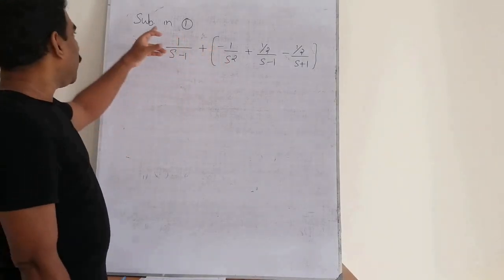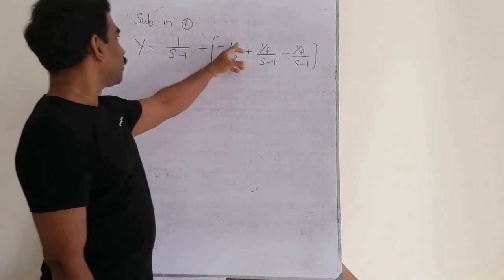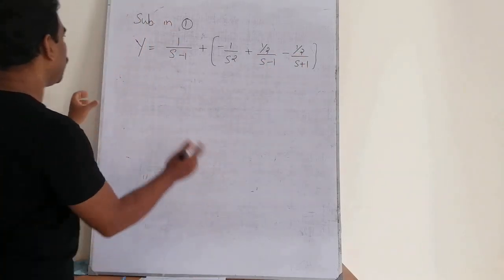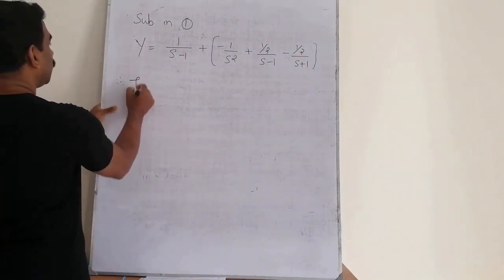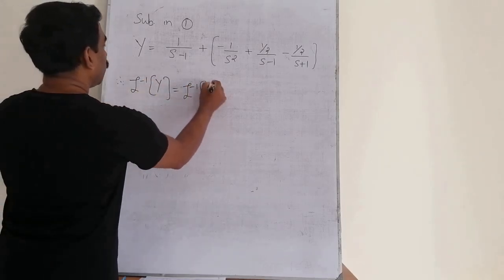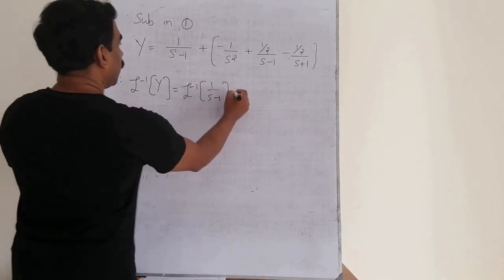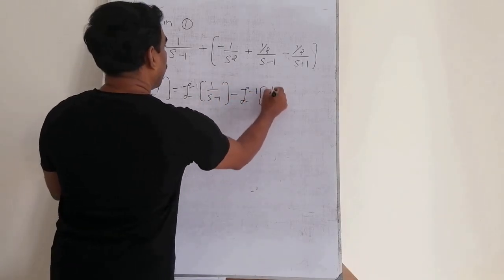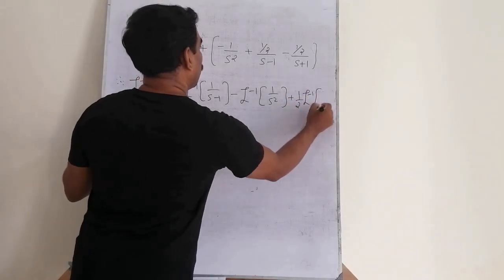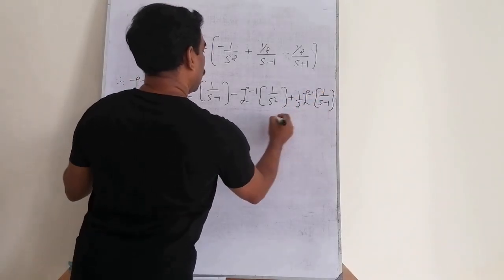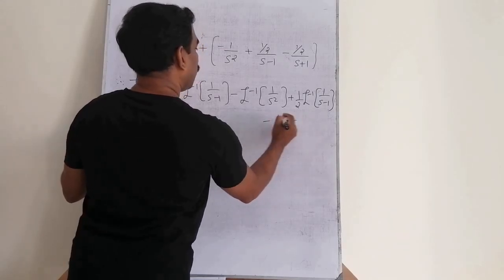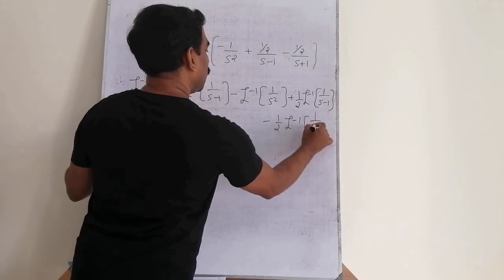Substituting in 1, we get the value of capital Y as 1 by s minus 1 plus minus 1 by s square plus half by s minus 1 minus half by s plus 1. Now taking the inverse Laplace transform on both sides, L inverse of capital Y is equal to L inverse of 1 by s minus 1 minus L inverse of 1 by s square plus half of L inverse of 1 by s minus 1 minus half of L inverse of 1 by s plus 1.